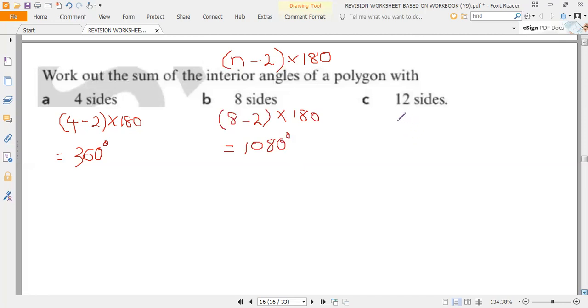The last one, 12 minus 2, which is 10 times 180. 180 times 10, right? So it's 1800.